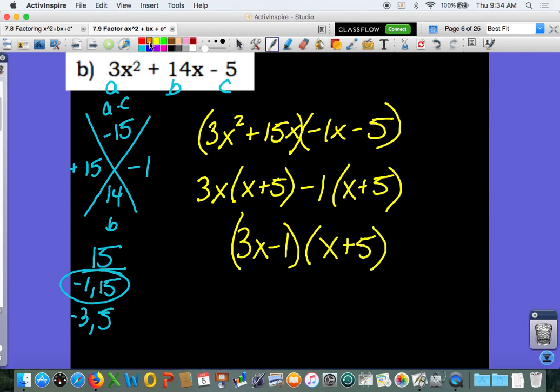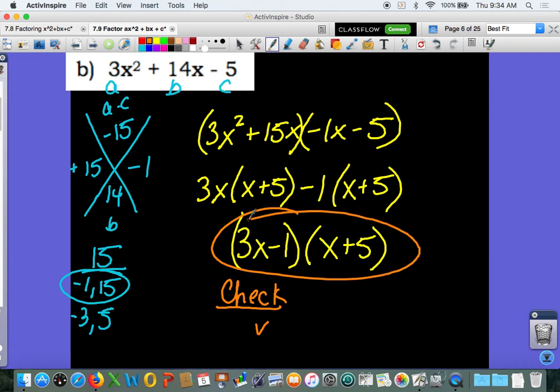One more step. The last step we need to do is check. And again, I said I'm not going to check each problem, but this problem does check. And our final answer, 3x minus 1, x plus 5.